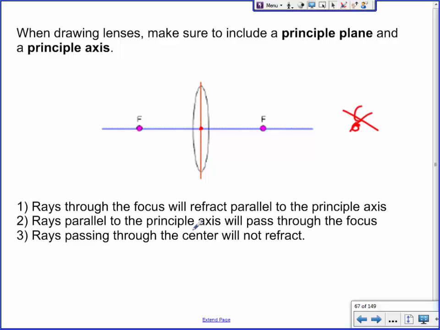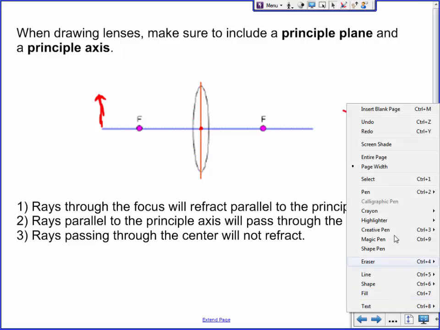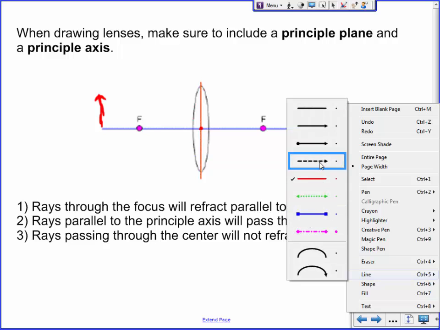Okay, so here's your rules. If it goes through the focus, it reflects parallel. If it goes parallel, it goes through the focus. And if it goes through the center, it does nothing. This is exactly like what we did before. Let me show you an example. Let's say that you had an object right here. Let me do this one first rather than you guys drawing along.